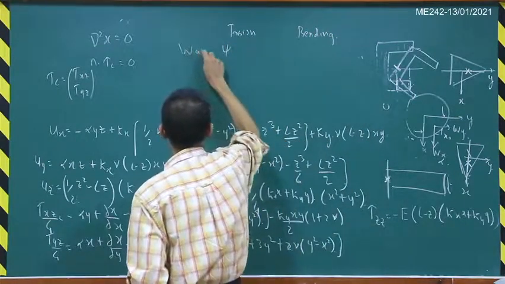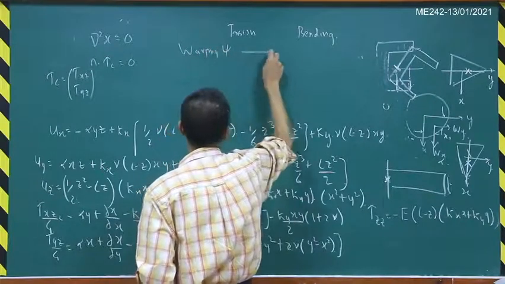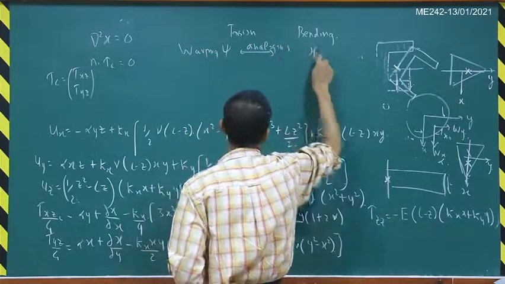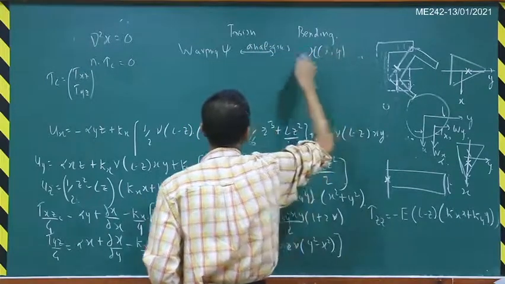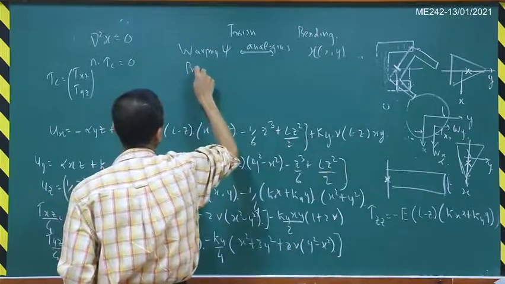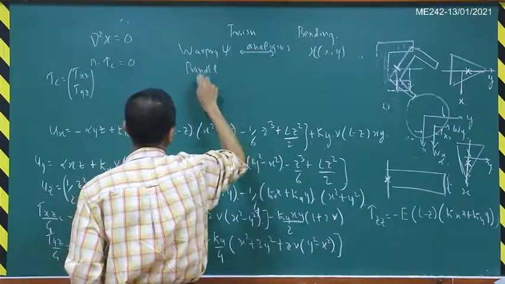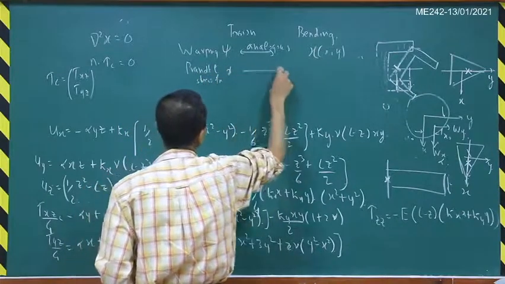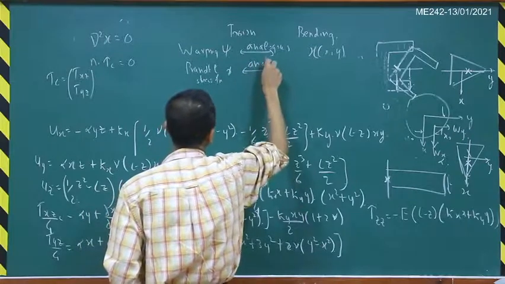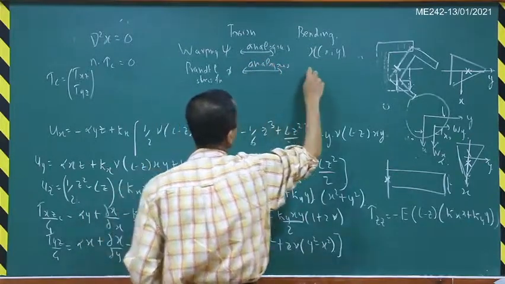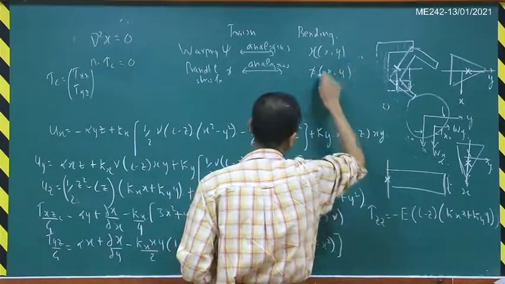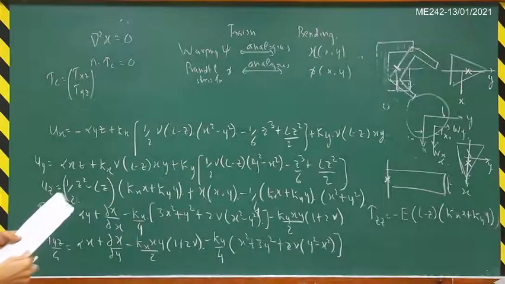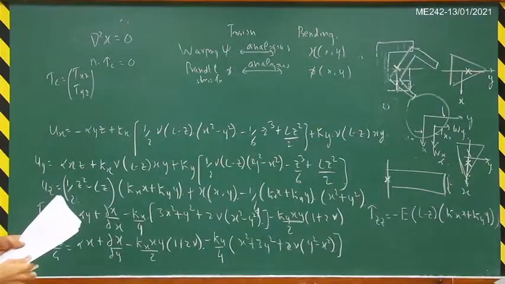So the warping function xi is analogous to this chi function, or chi of xy in the bending case, and then you have the Prandtl stress function, that was phi, that is analogous to this phi of xy, which I had introduced earlier, right? That del square phi equation that I wrote at the beginning of this class. So that is exactly analogous to this particular thing.